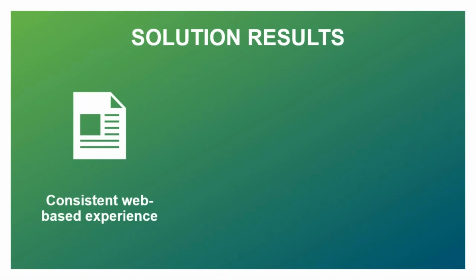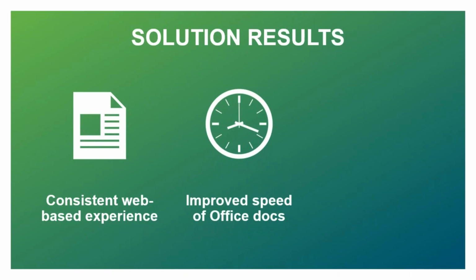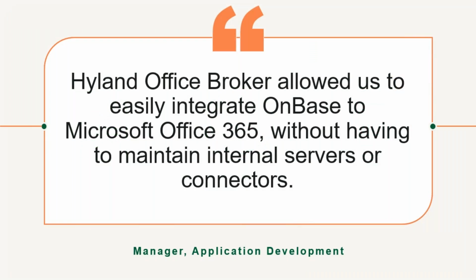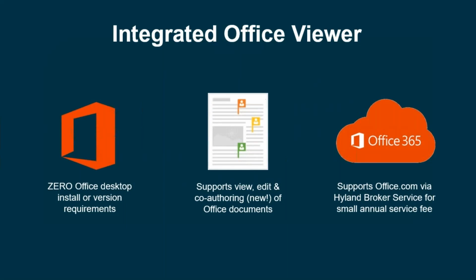In this particular customer, they now had a consistent web-based experience regardless of the version of Onbase. They improved the speed at which users were able to access and edit and collaborate on Office documents while keeping them securely stored in Onbase. And as a result, they were able to retire 5 internal servers because they were no longer hosting these Office Online technologies in their organization. And their manager within their app development group said the Hyland Office Broker, that little microservice, allowed us to easily integrate Onbase to Microsoft Office 365 without having to maintain internal servers or connectors. So a huge win there.